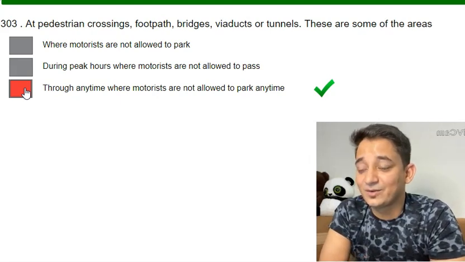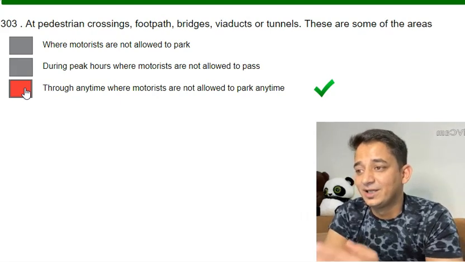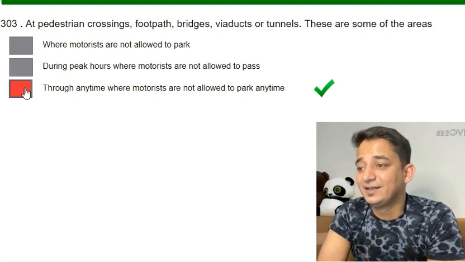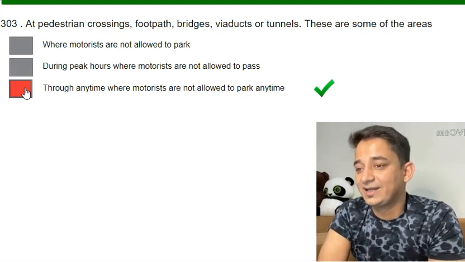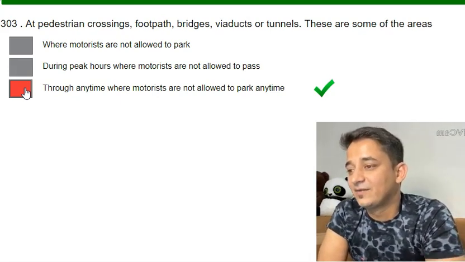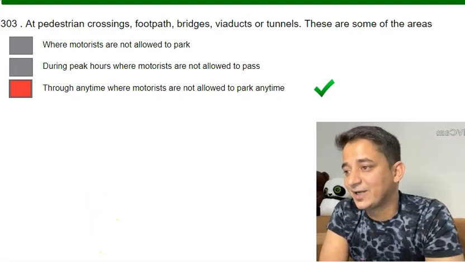A and C are almost the same. Where motorists are not allowed to park, we know that you are not supposed to park here, but the right option is again C, because it is clearly saying that you are not supposed to park anytime in any of these places. So that's how the question comes. So we need to read the answer very carefully.